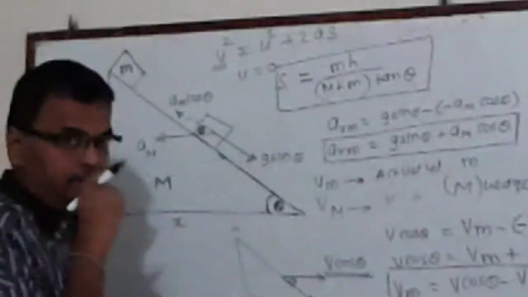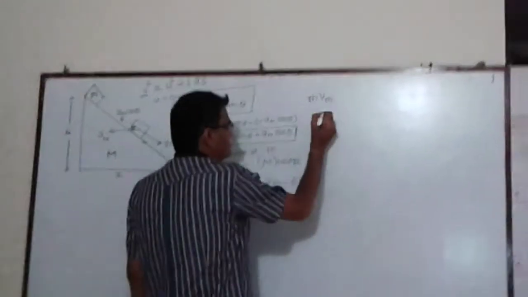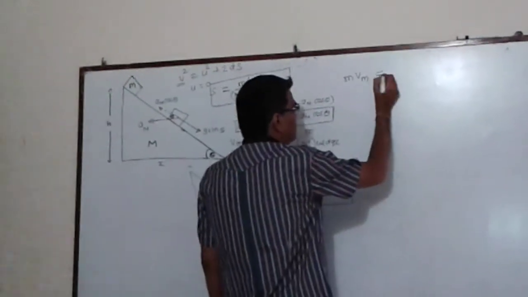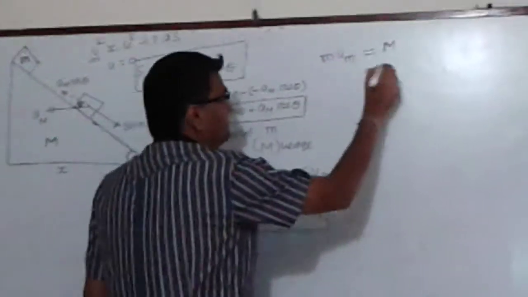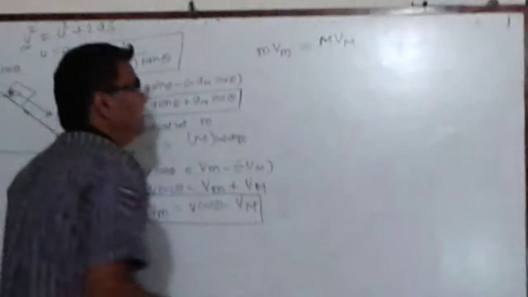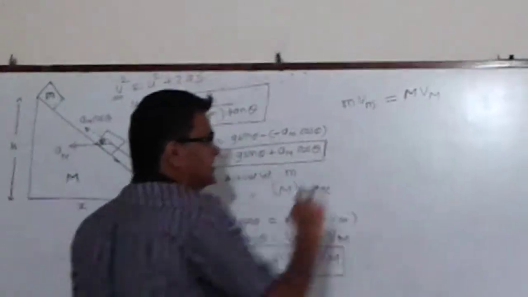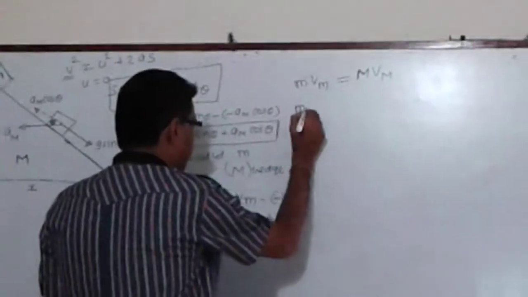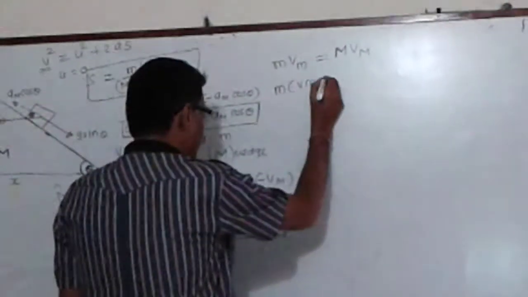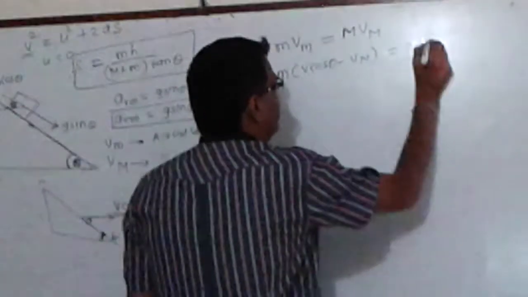Now we are going to apply the principle of conservation of linear momentum. Mass of the small block into velocity of the small block must be equal to the mass of the wedge, that is capital M, into velocity of the wedge, which is V capital M. Obviously, as one is to the left and one is to the right. Let me substitute Vm in this equation, and I get m into v cos theta minus V capital M is equal to capital M into V.